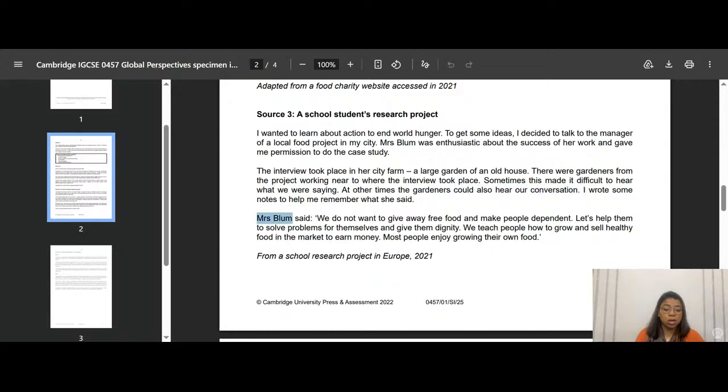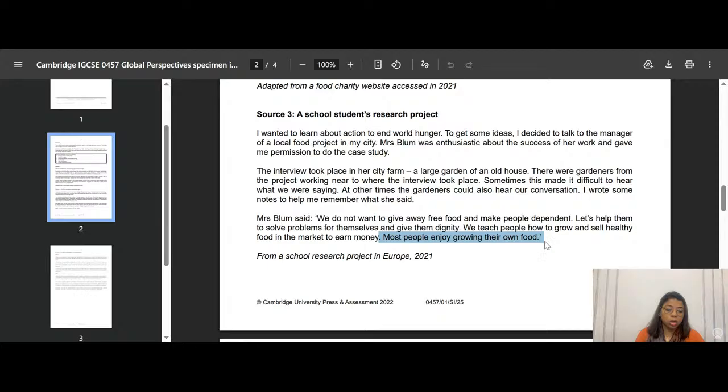Mrs. Blum said, "We don't want to give away free food and make people dependent. Let's help them to solve problems for themselves and give them dignity. We teach people how to grow and sell healthy food in the market to earn money. Most people enjoy growing their own food."